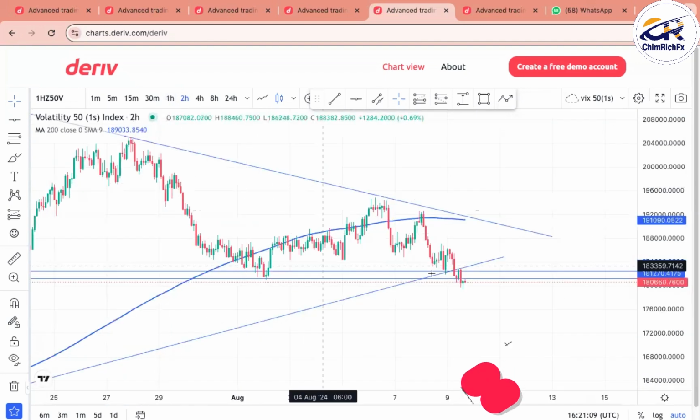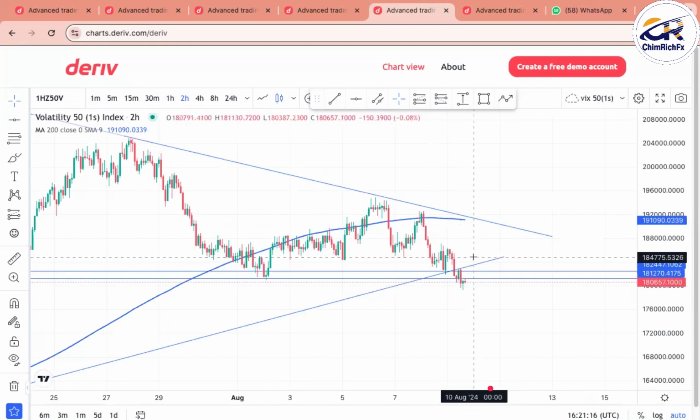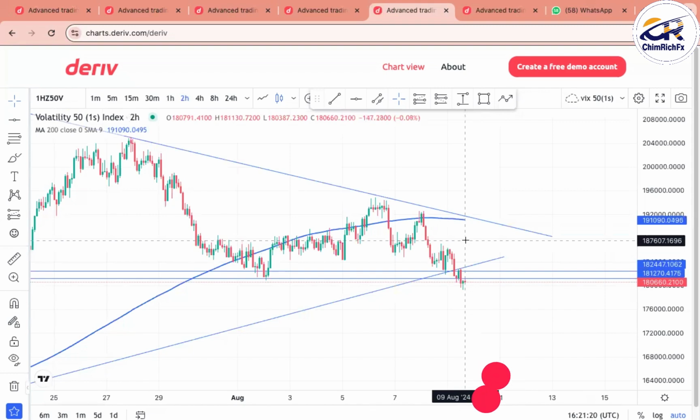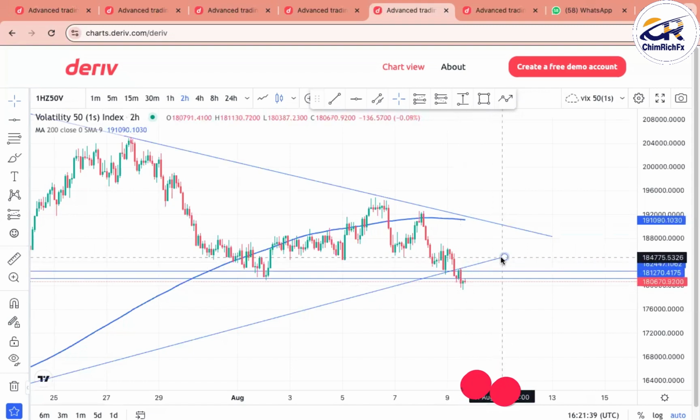So you might as well have taken your sell from this point. Then if you took your sell from this point, you are likely to put your stop loss above here. And the 51S index is a very, very volatile index. You can likely take a sell from here. But because of the fear of this zone, most people will not likely want to take the sell from here, but this is the most secure way of trading.